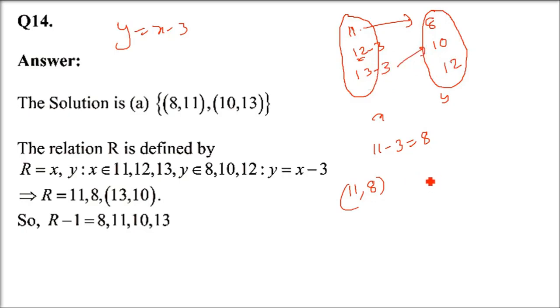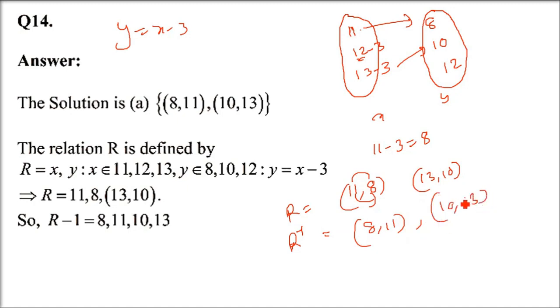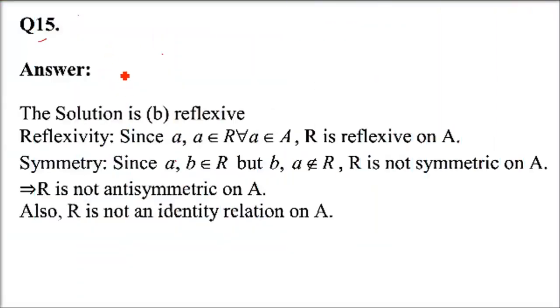This is 10. So you have (13, 10). These are the only two ordered pairs. R inverse is what? Just change the pairs. This (11, 8), make it (8, 11). And this (13, 10) as (10, 13). Right. So the answer is A.